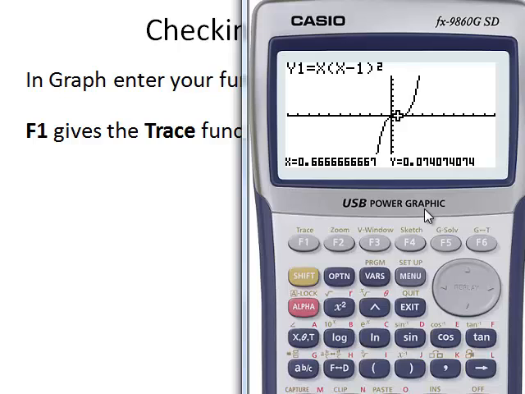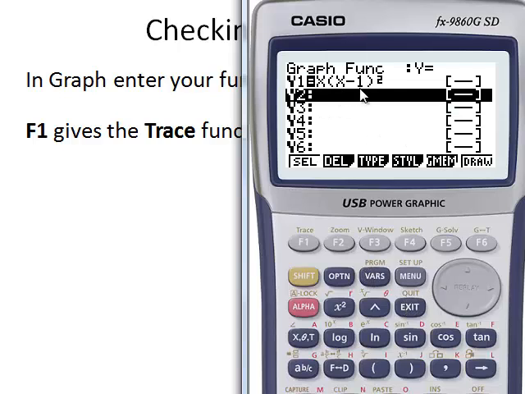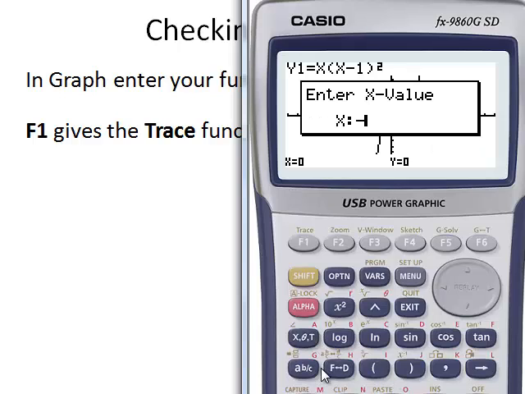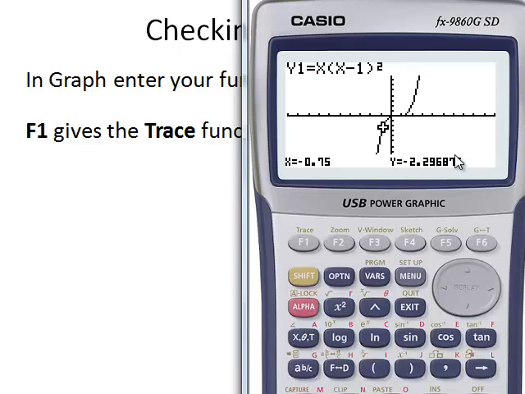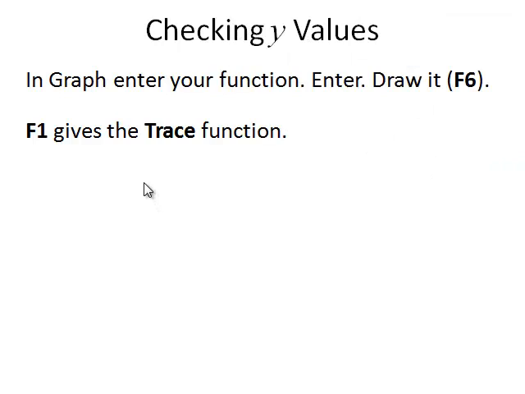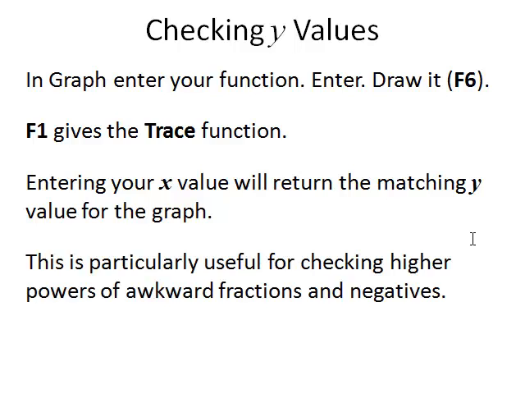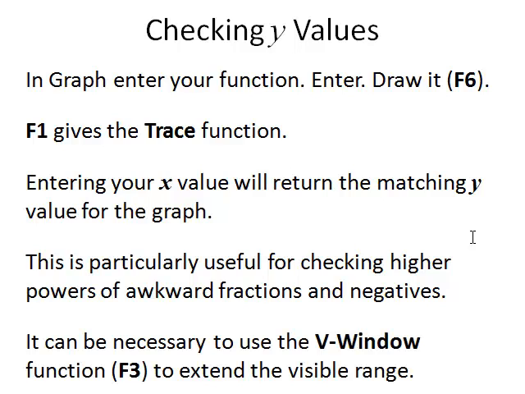Same also, when you've got ones like this and it's negatives, you can use the trace function to solve awkward ones like minus 3 ab/c 4. Many of you aren't very good at solving those. So that gets the exact answer you need using the trace function. Very useful. You enter your x value, it will return the matching y value. It's very useful when you're checking higher powers, awkward fractions and negatives. Again, you have to use the view window function to extend the visible range.